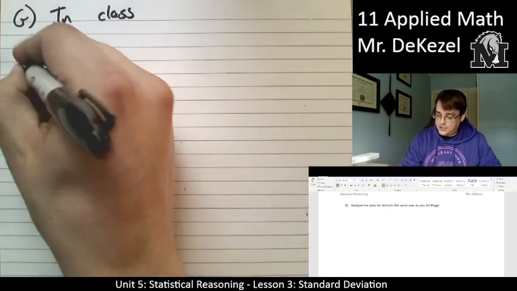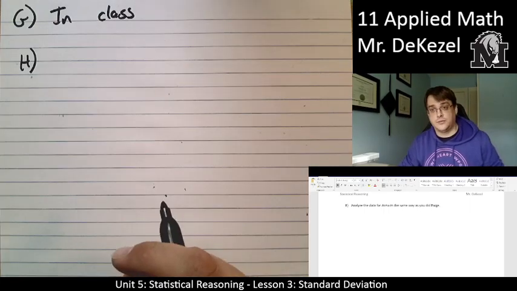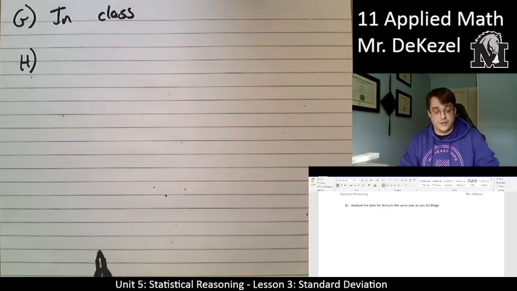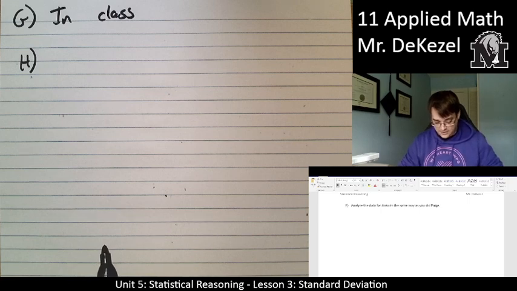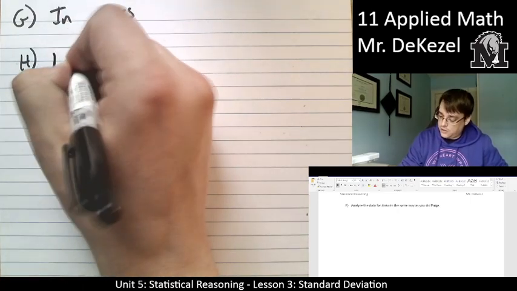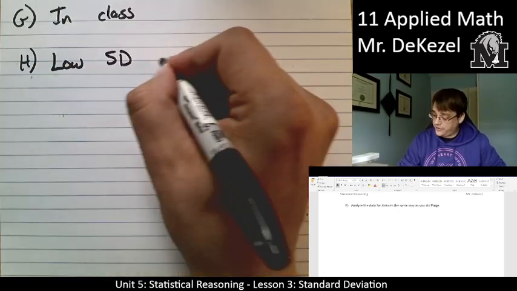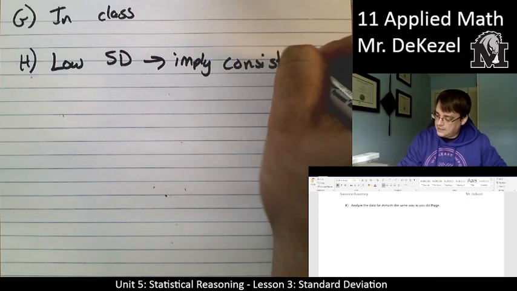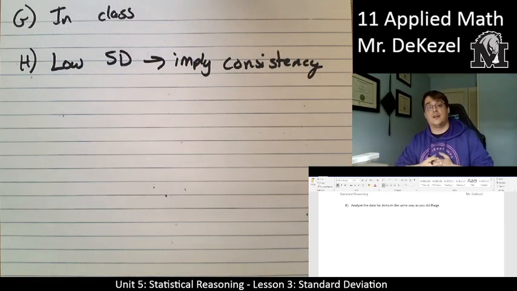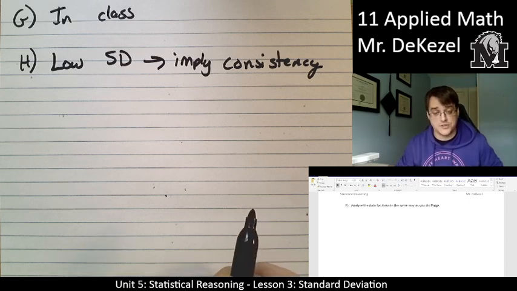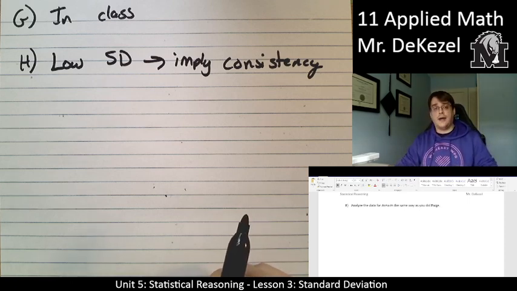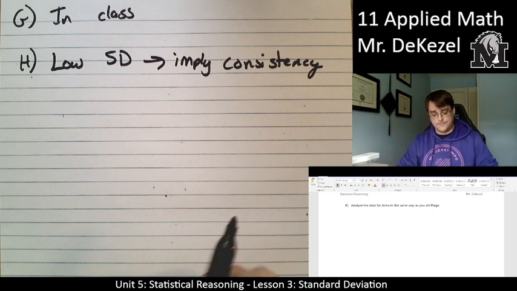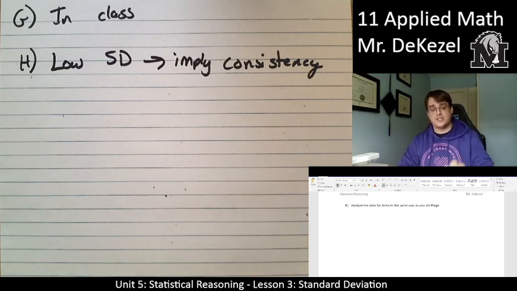And we can do H, actually, even though it wants us to do G first. If we compare the means and the standard deviations, what does a low standard deviation imply about that player? Well, low standard deviations always imply consistency. That is the key. They are always the same or very close to the average at all times. Okay, so standard deviation is a measure of the dispersion.